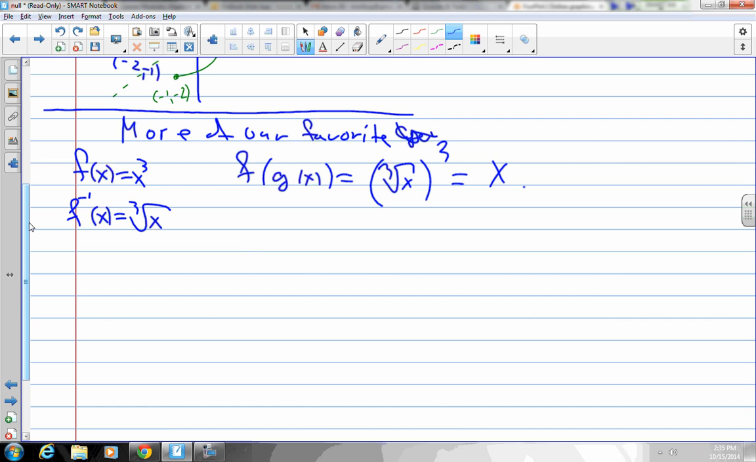Good. And if we do the composition the other way, it is the cube root of x cubed. And what is that equal to? Are you sure? Confident. All right, good. x in both cases. Therefore, these two functions are inverses of each other. We're good. So, good guess.